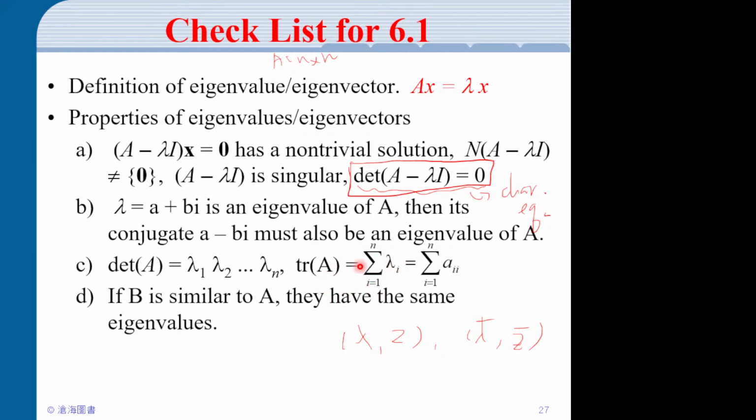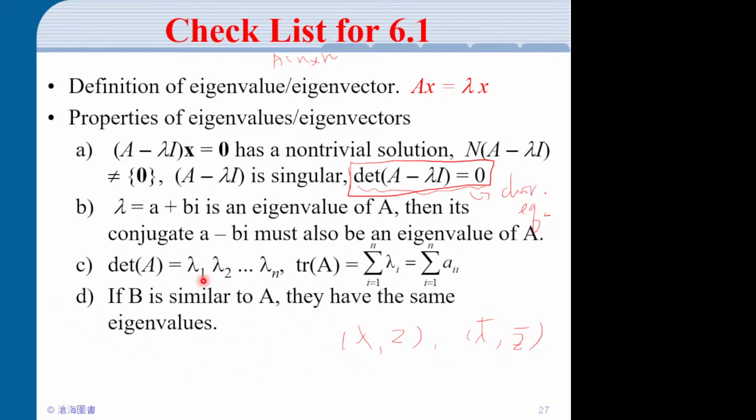So the sum of all lambda i becomes the trace of A, and if A is real, then the trace of A is real. Also, lambda and lambda bar always pair up, so this summation will also be real, because lambda plus lambda bar is twice the real part, a real number. Okay. And lastly, we have the thing that we are going to use in the diagonalization part.